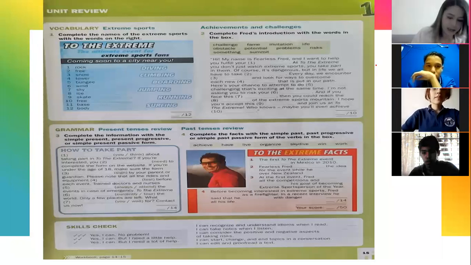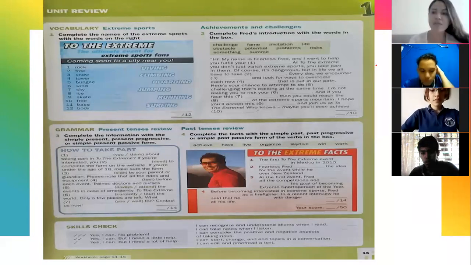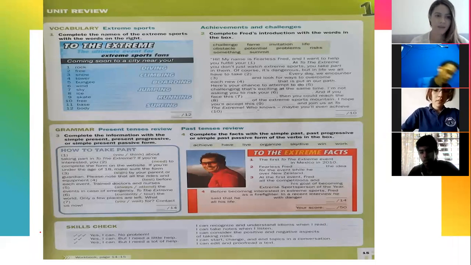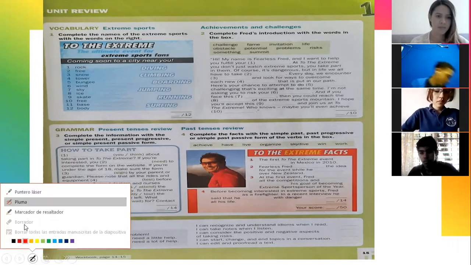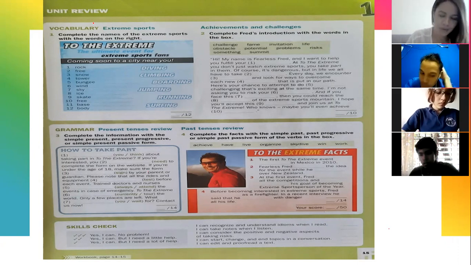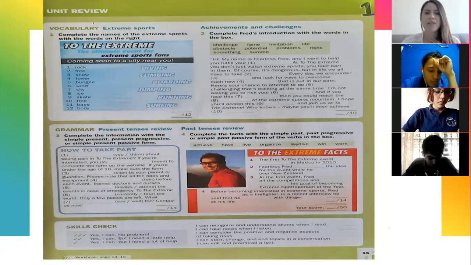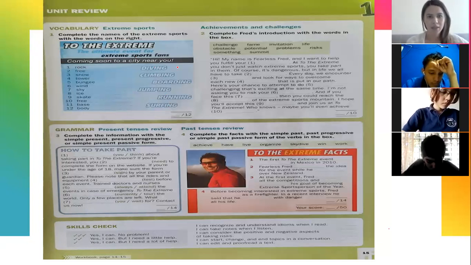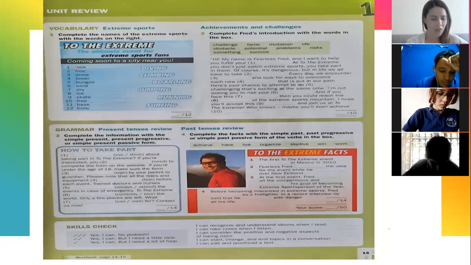Okay. As you said that you are clear, go to page 15, please, to solve the unit review, vocabulary, extreme sports. You can go back to the pages in your book to help you to solve that. Let's complete the names of the extreme sports with the words on the right. The words on the right are diving, climbing, boarding, jumping, running, and surfing. For example, number one, rock.